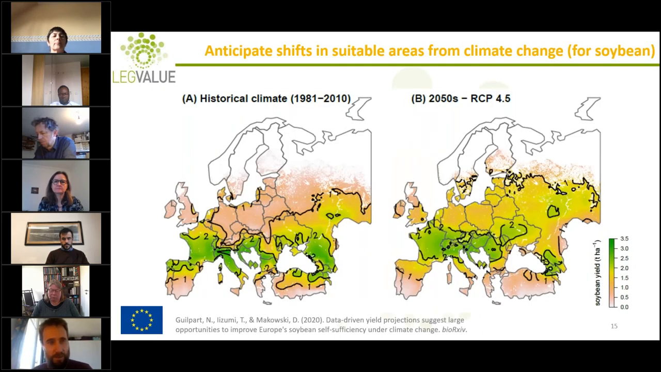Well, the next example is how we can use this approach to anticipate shifts in suitable areas from climate change. This is an example from a previous work that used slightly different data, but with the same approach. You have two maps. On the left, you see the average projected soybean yield over the historical climate. And on the right, the same map, but for the middle of the century, for a moderate warming climate change scenario. And you see that those maps suggest a shift toward the northeast for climate suitability for soybean. And I think this kind of information is important to anticipate the effect of climate change.